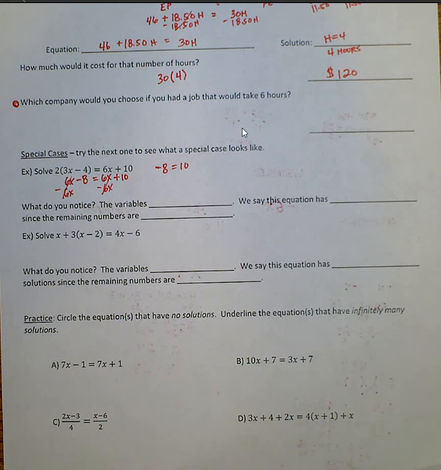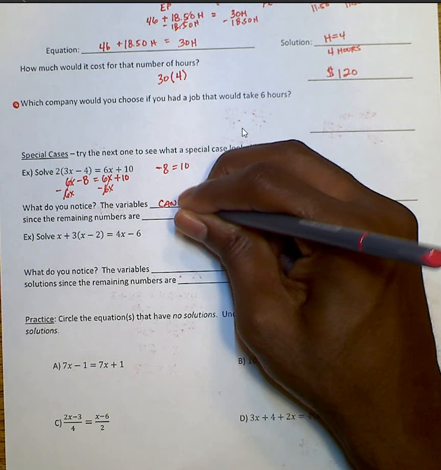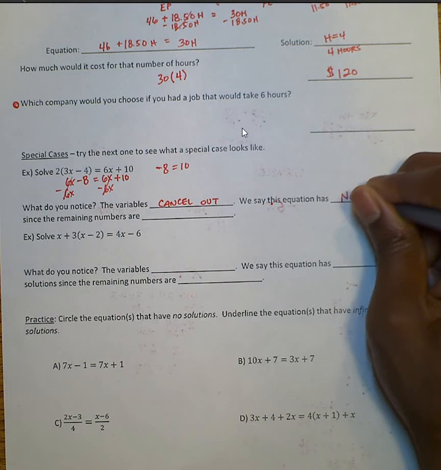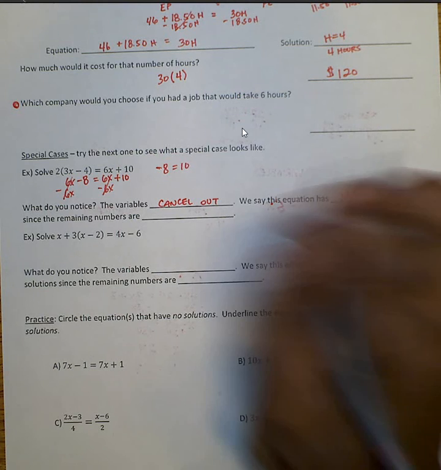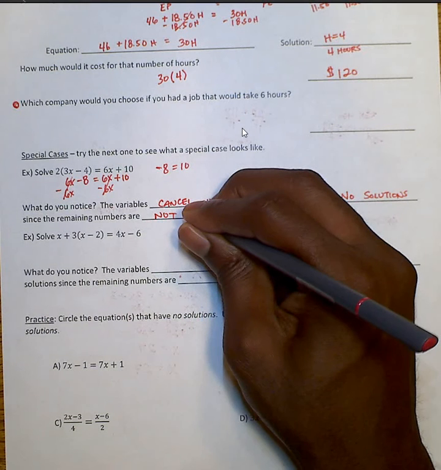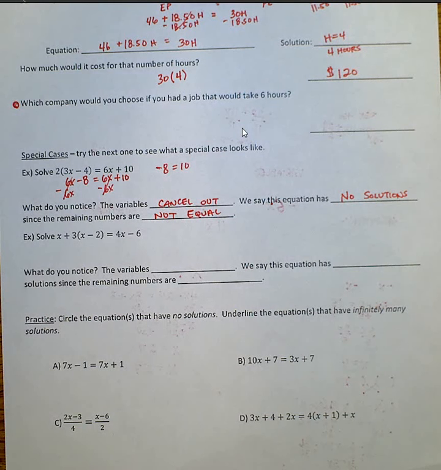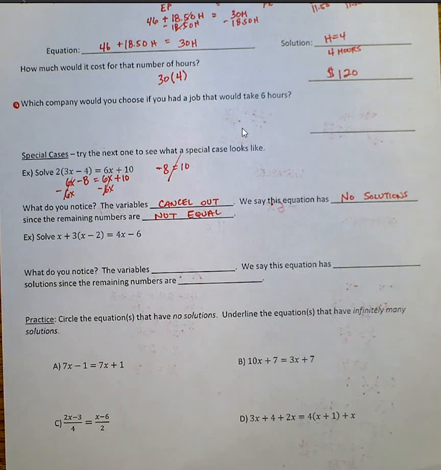Okay, what do you notice? The variables cancel out. They're gone. They disappear. We say that this equation has no solution, since the remaining numbers are not equal, or not the same. We've got no variables. It just says negative 8 equals 10. When does negative 8 equal 10? The answer is never. Right here, we'd say, okay, there's no solution. That's when no solution happens. Okay? Let's look at this next example.